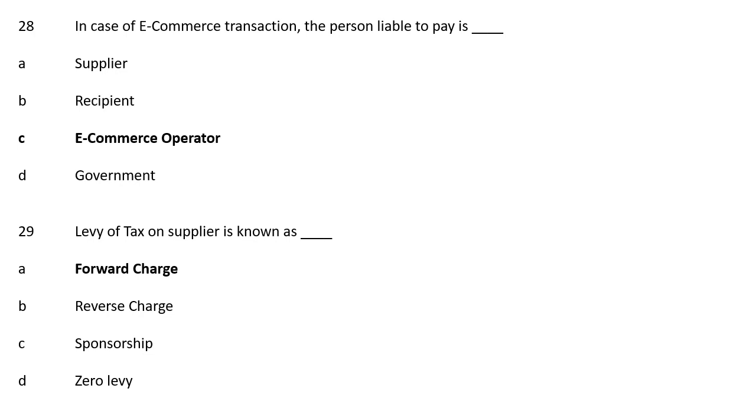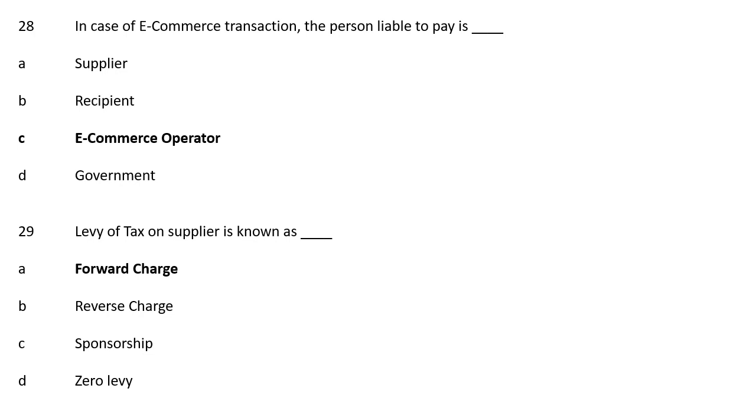In case of e-commerce transaction, the person liable to pay is dash. Option A supplier, option B recipient, option C e-commerce operator, option D government. The correct answer is option C, e-commerce operator. In case of e-commerce transaction, the person liable to pay is the e-commerce operator.